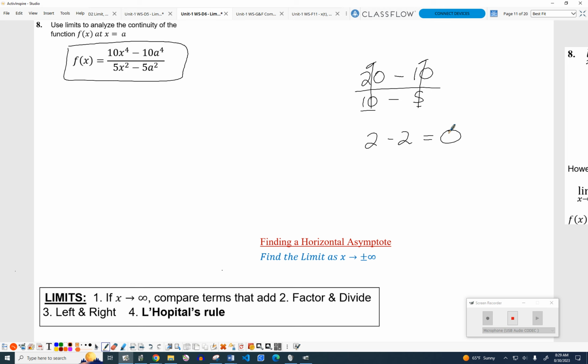People draw lines through them, they cancel, but what's 20 minus 10? Say it. 10. What's 10 minus 5? 5. So it's really 10 over 5, which is equal to 2.